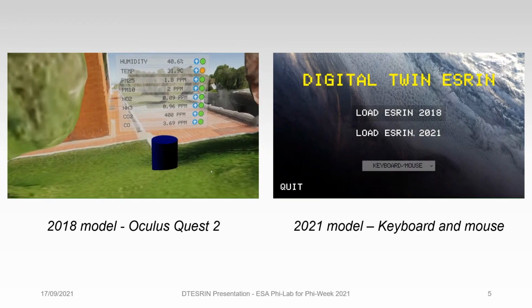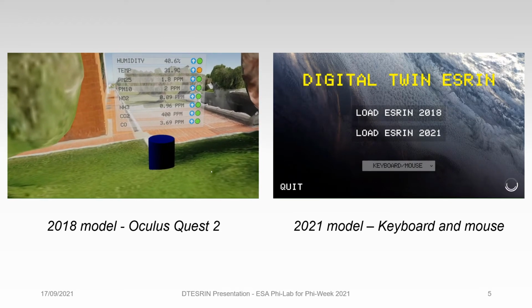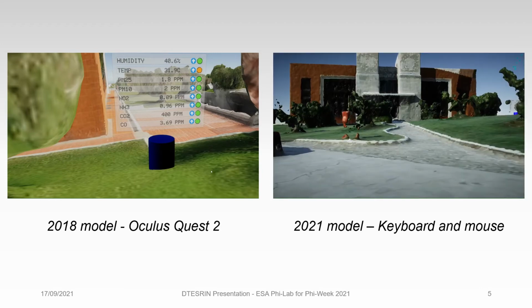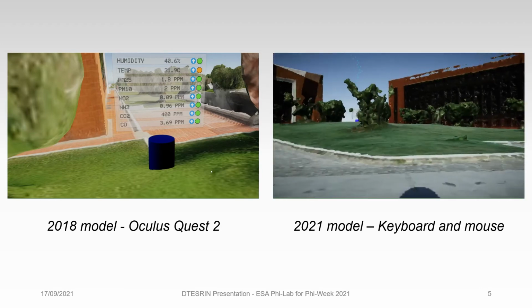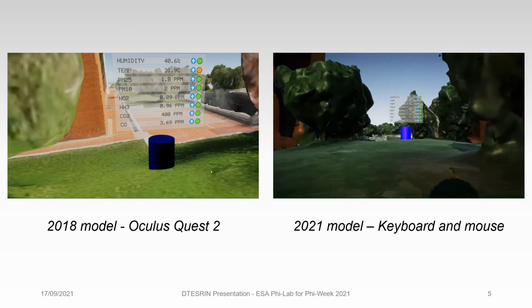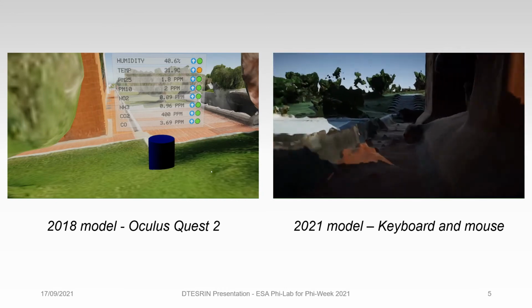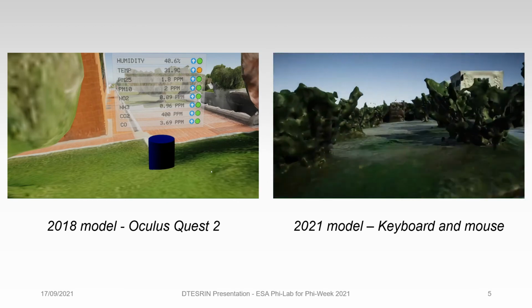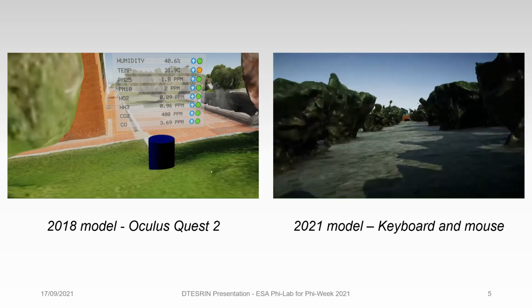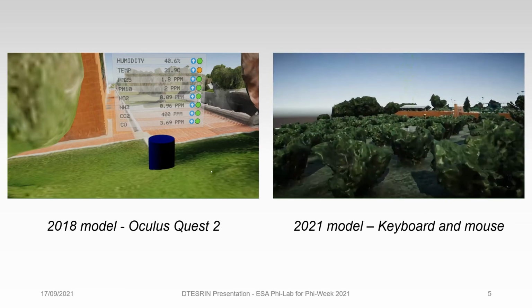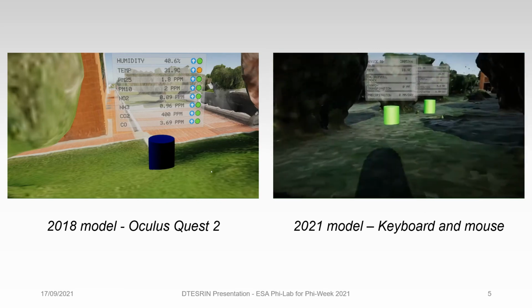As shown now on the right, the application is also usable without a VR headset. Here, the 2021 model and vegetation health sensors are being showcased. All sensors are located at their approximate real location in ESRIN.